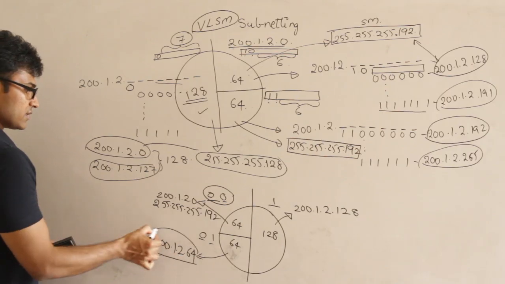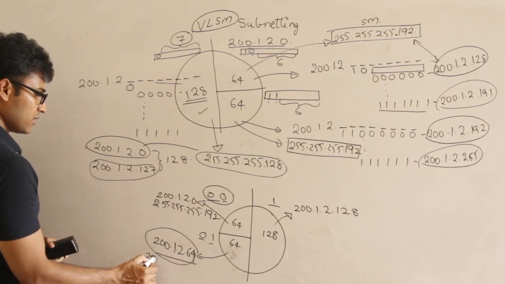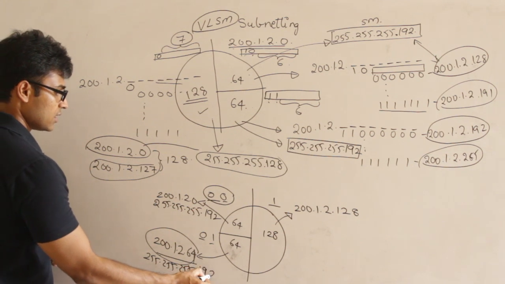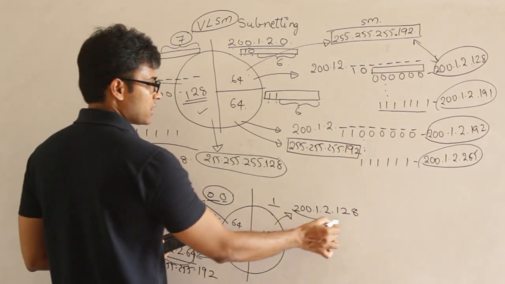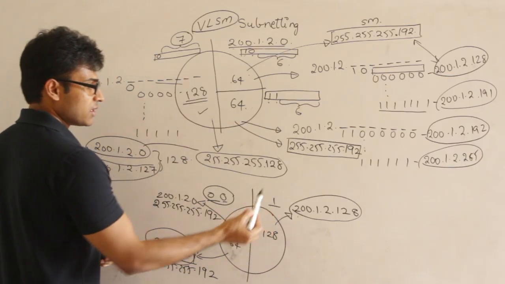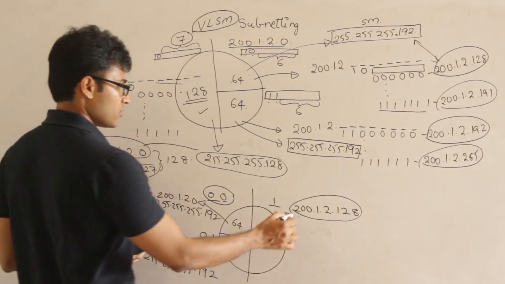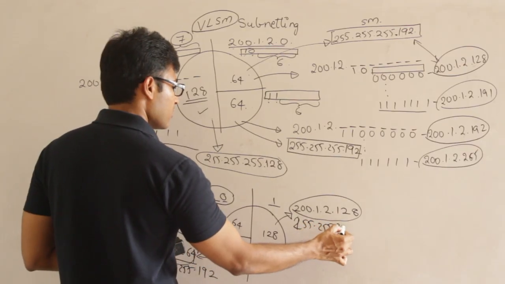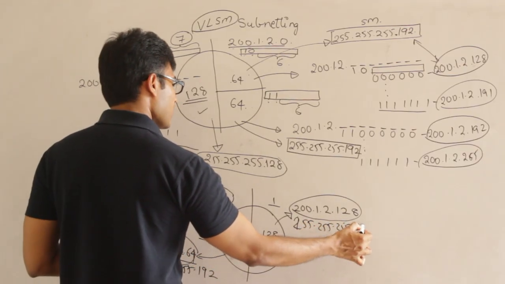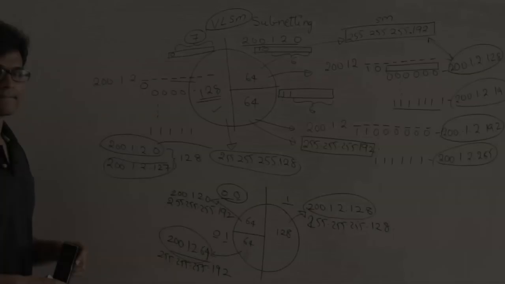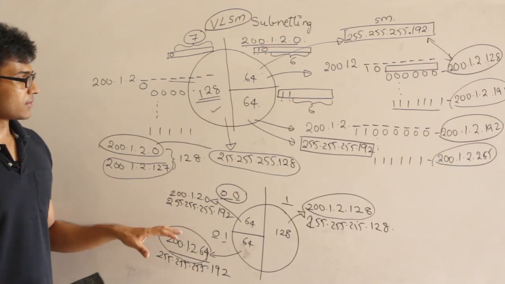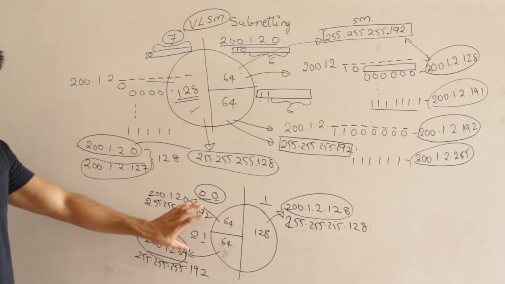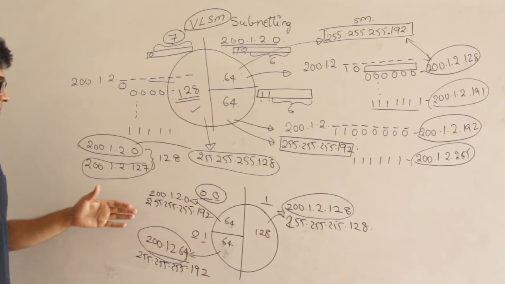Even for this network it is the same. What is it? 255.255.255.192. And what about this? For this network only 1 bit is chosen for the subnet ID part, therefore subnet mask is going to be 255.255.255.128. Therefore these are the network IDs and host ID part. These are network IDs and subnet mask.